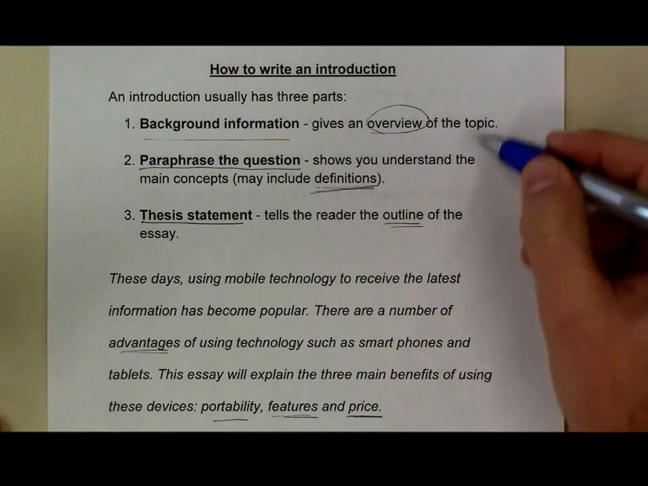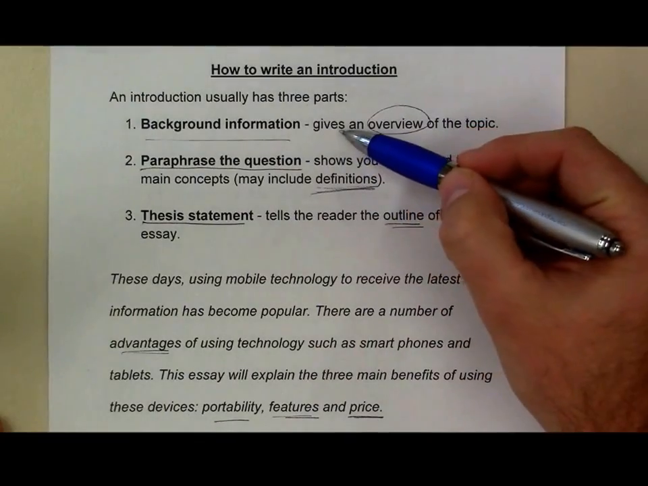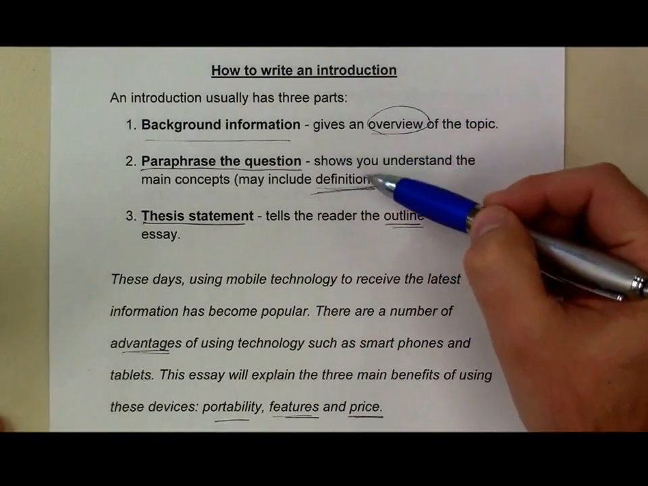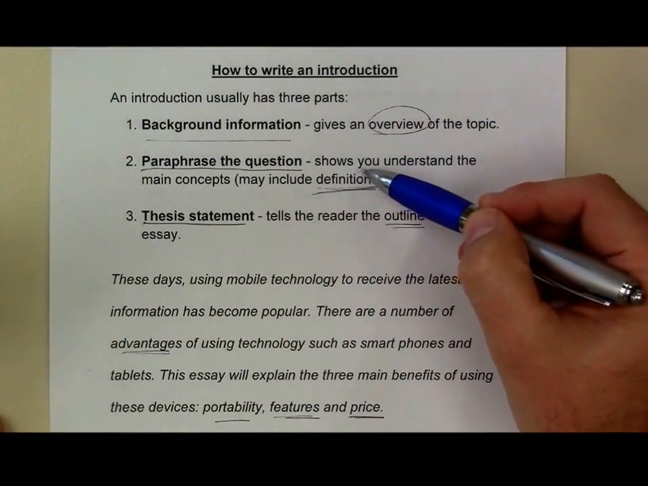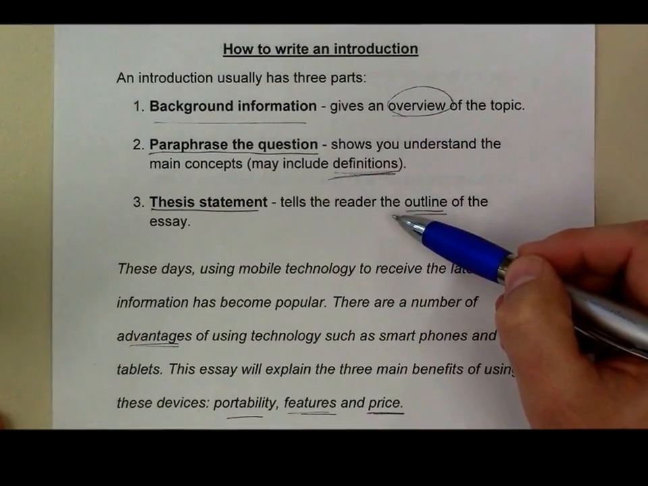Like we said, a more complex essay might have 2 or 3 sentences or more for the background, 2 or 3 sentences or more for this, and a couple of sentences as well for the thesis statement.